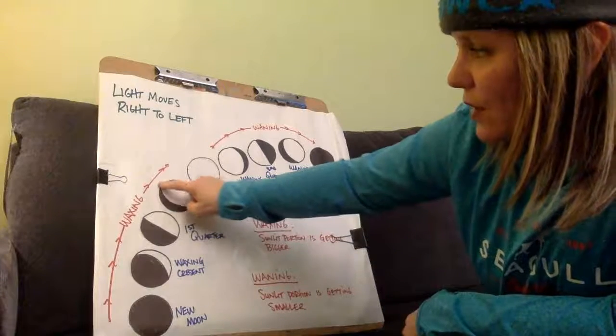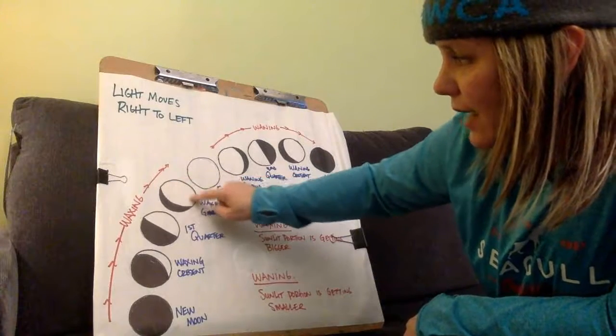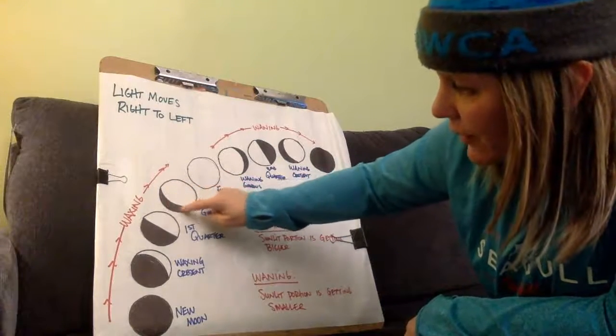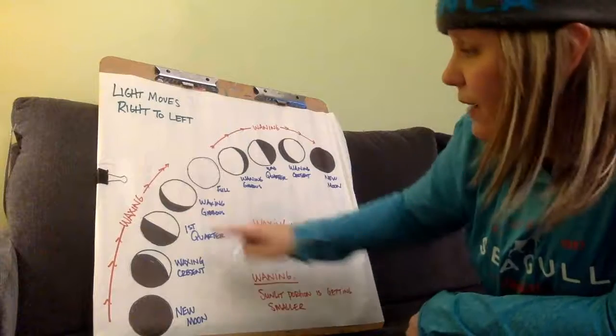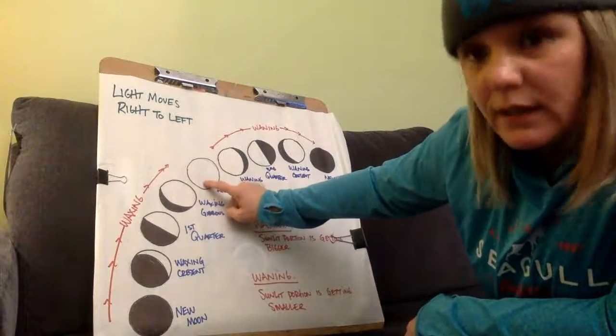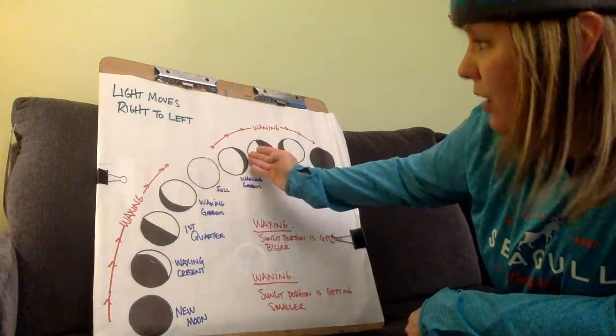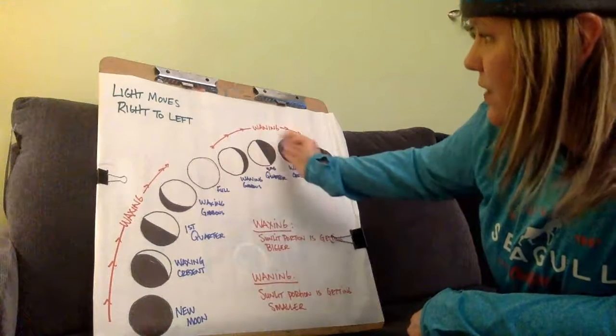You've got this big area right here that's illuminated on the right-hand side, but there's still a little part on the left-hand side that's dark. That's a waxing gibbous. And then we'll have a full moon. And then again, the same process continues from the right. The dark comes from the right and turns the light off.